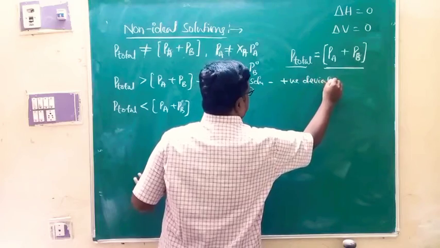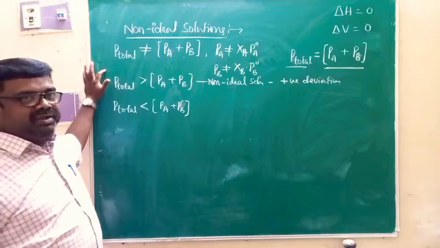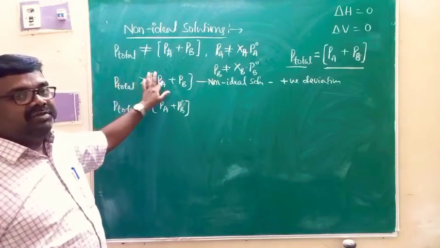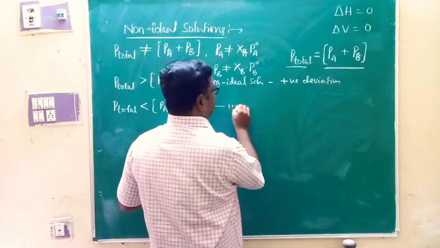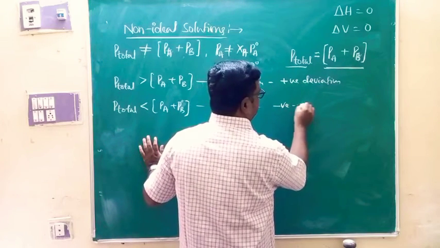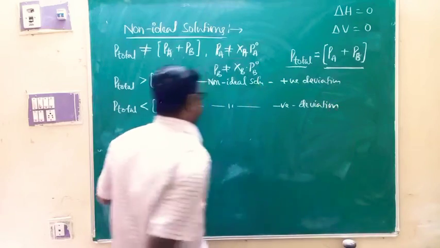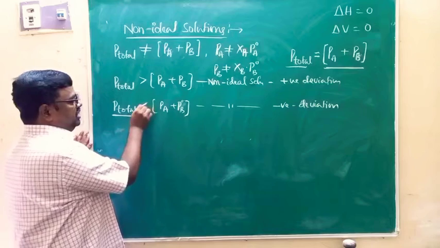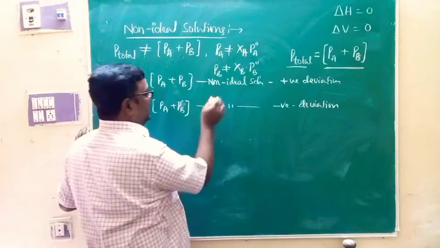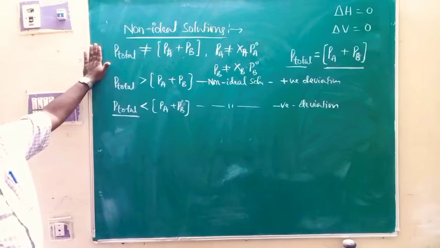It is showing positive deviation where the experimentally determined vapor pressure of solution is greater than that calculated by Raoult's law. And in the same manner, the second type is called non-ideal solution showing negative deviation. That is, the total vapor pressure of solution is less than that calculated by Raoult's law. So this is what we call non-ideal solutions.